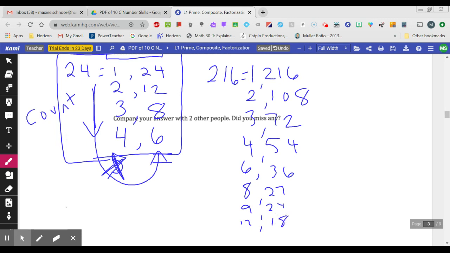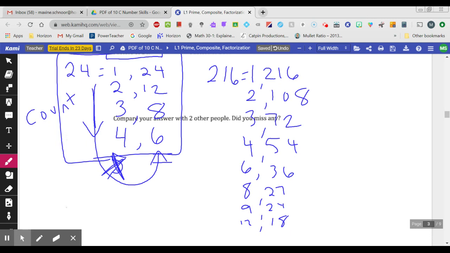Now I'm going to try 13. Now I'm going to try 14. Now notice when you go 216 divided by 14, you get 15.428. And when you go 216 divided by 15, you get 14.4.